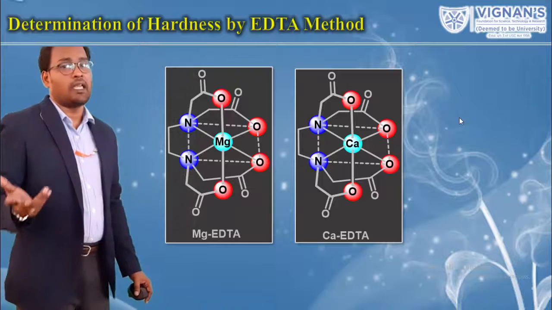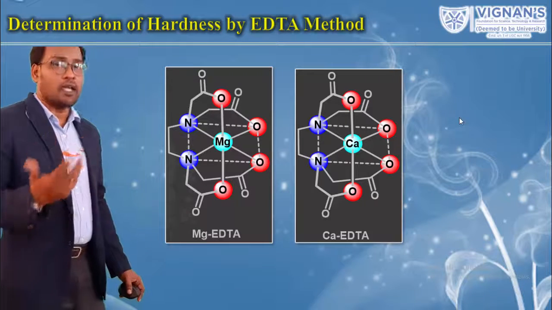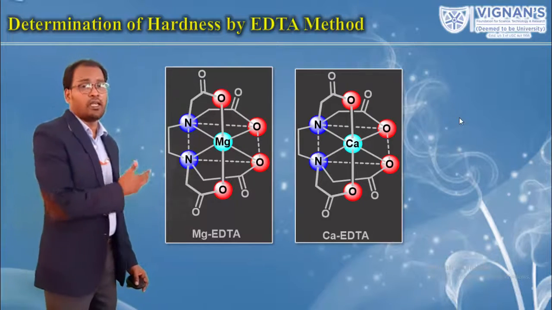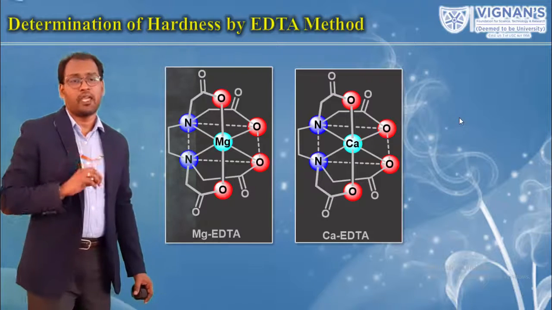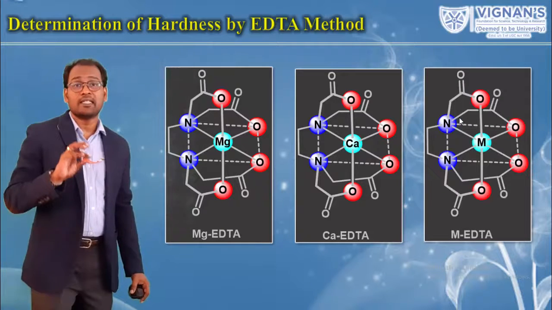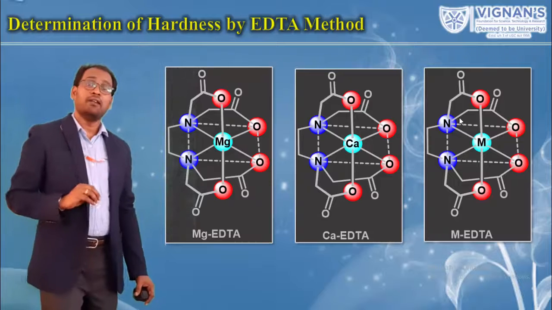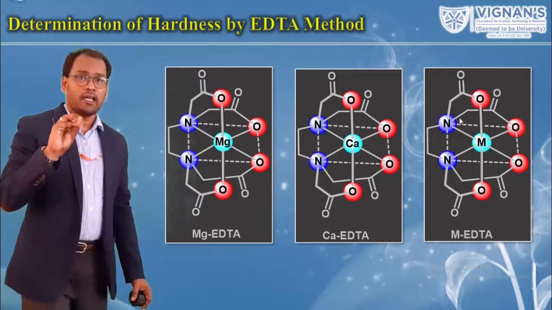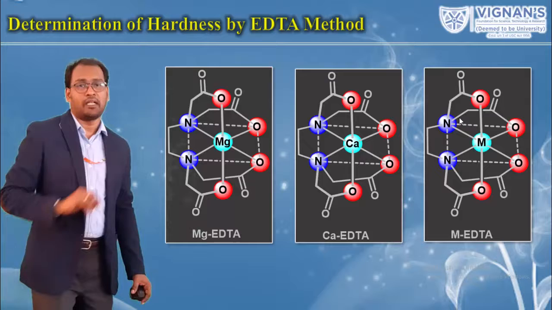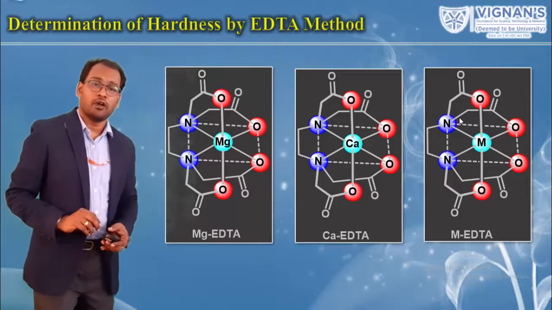The metal can be calcium or magnesium. If it is apart from calcium and magnesium, you can represent it as M. M represents metal. So this is the complex formed when EDTA comes in contact with a metal.